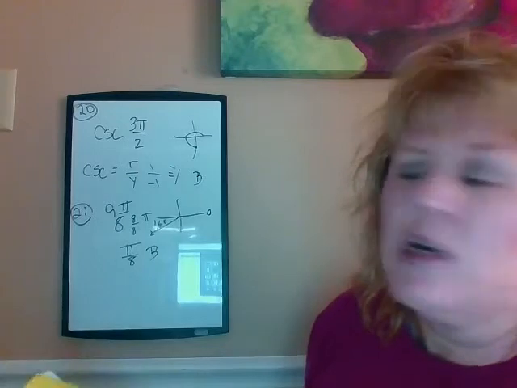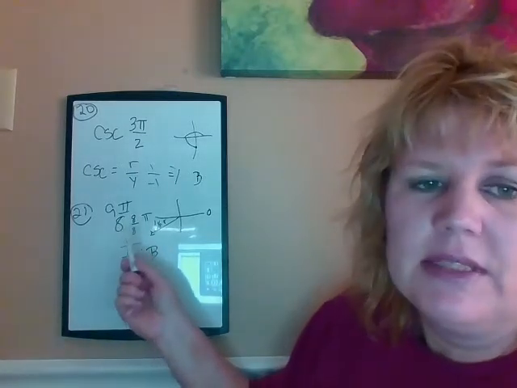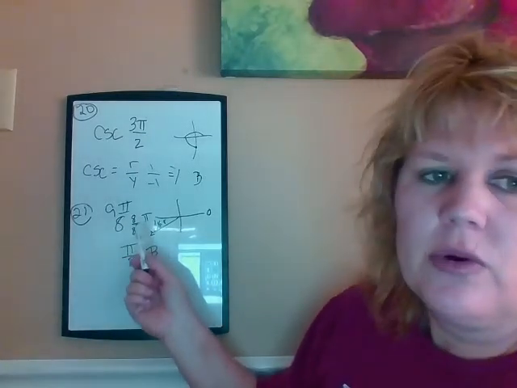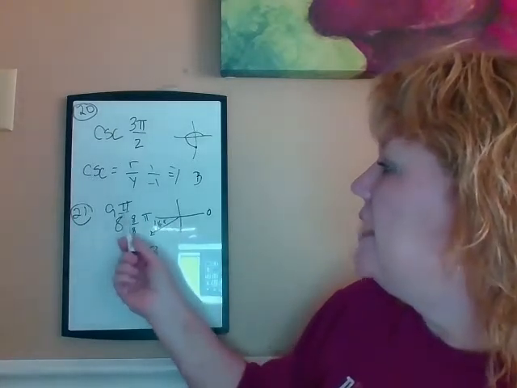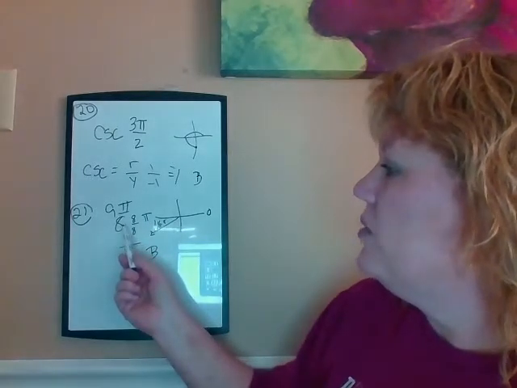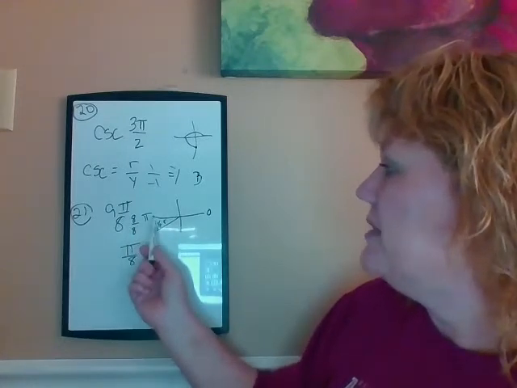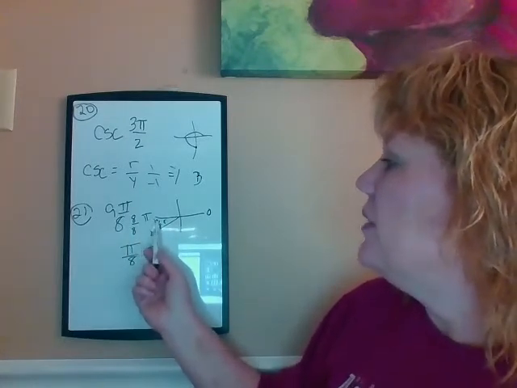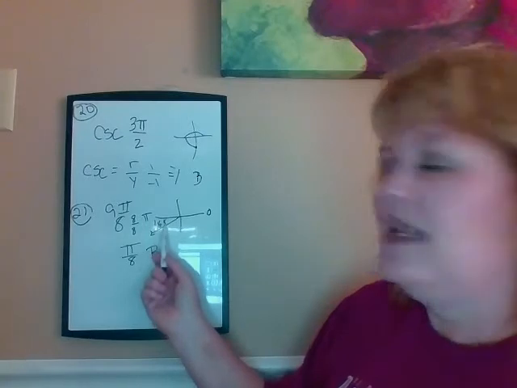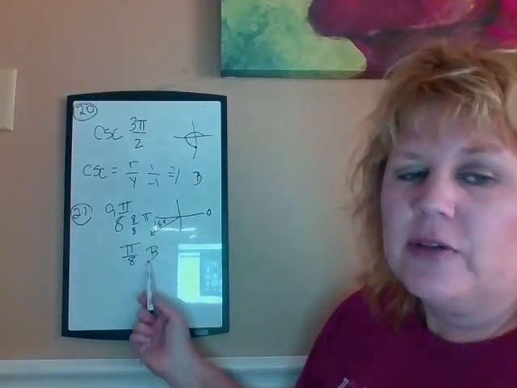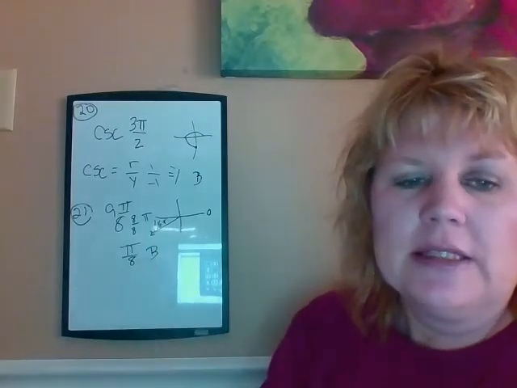Okay, I'm going to talk about 21 again. I think I might have mistakenly not hit record when I was doing it. 9 pi over 8 is a little more than 8 pi over 8. And 8 pi over 8 is 1, and that's where it happens, over here at 180. So you need to go a little past that, 1/8 of pi. So that reference angle is pi over 8.